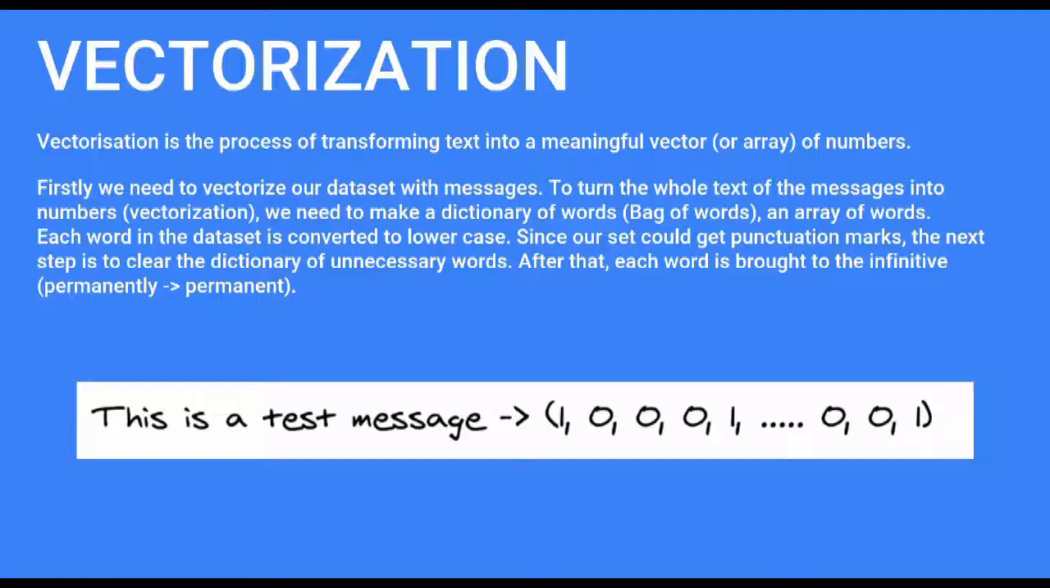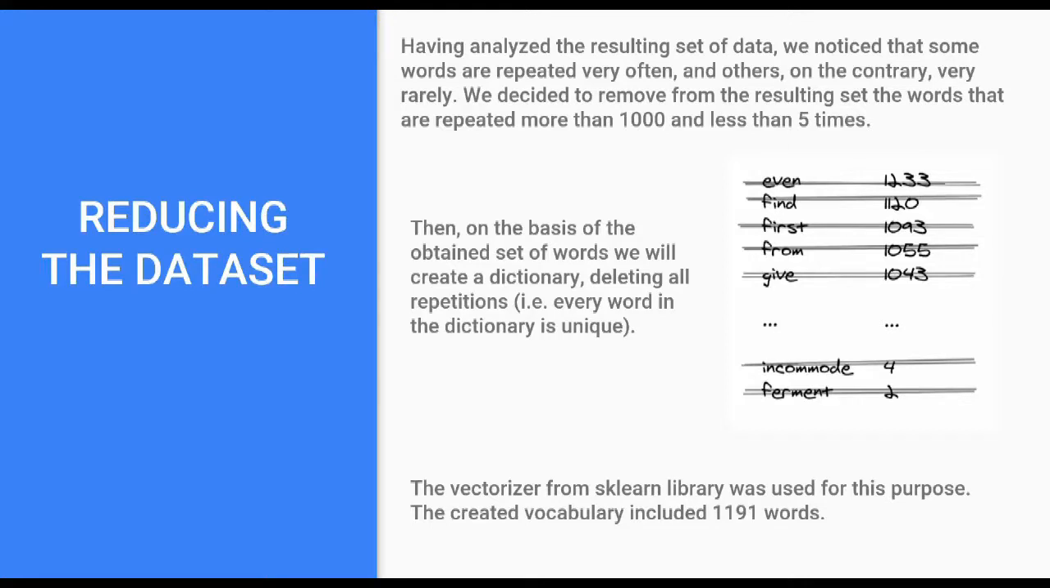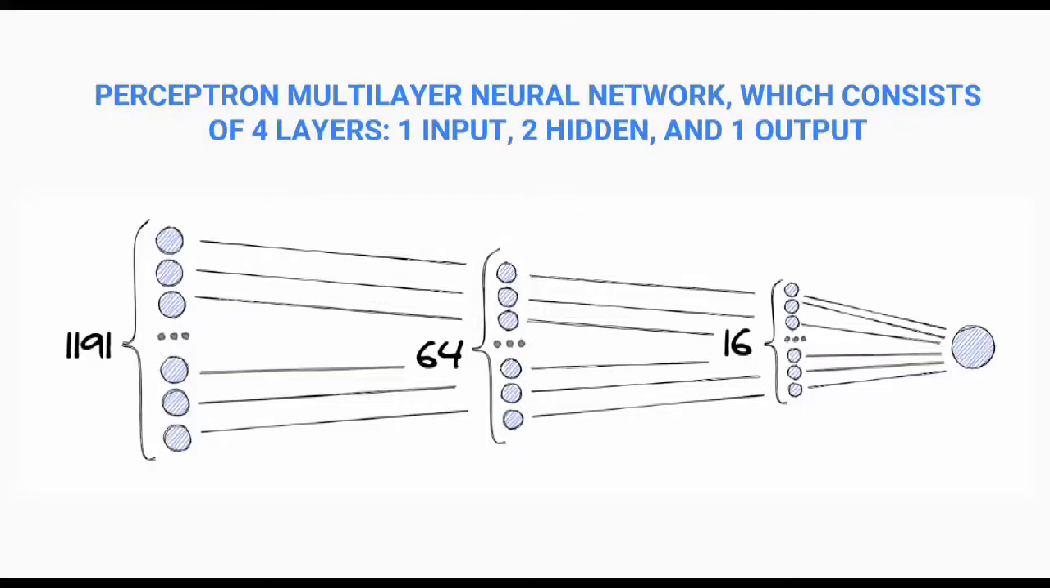Then we have vectorized each message. Vectorization is the process of transforming text into a meaningful array of numbers. You can see this process in the image below. Then we removed the words that are repeated more than 1000 times and less than 5 times. The resulting dictionary contains 1191 words.